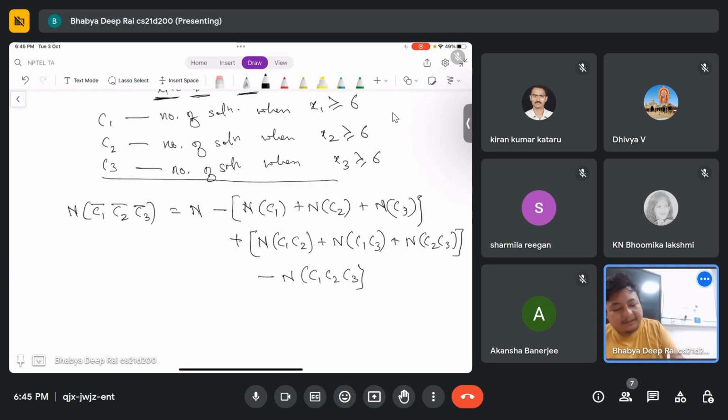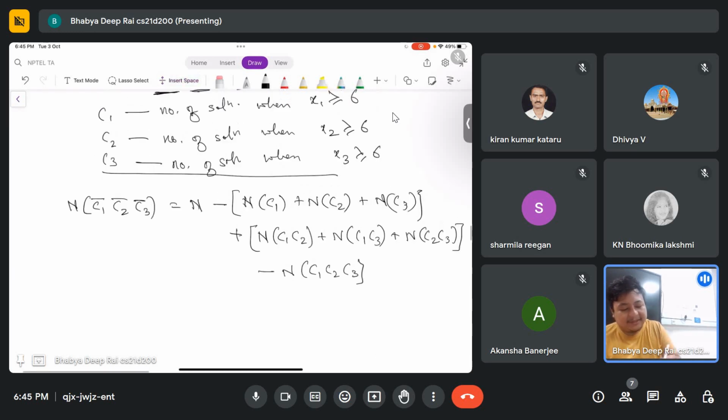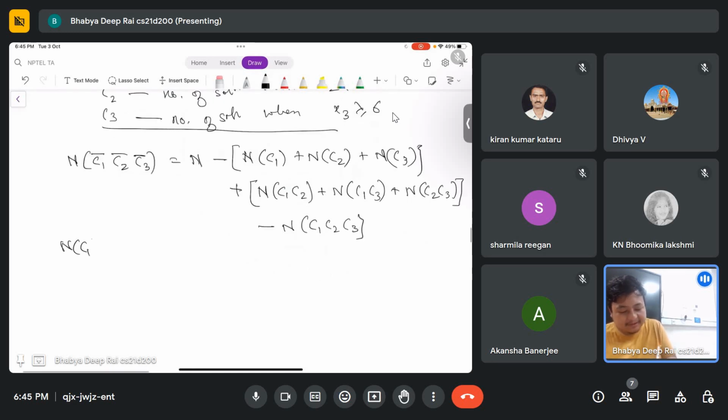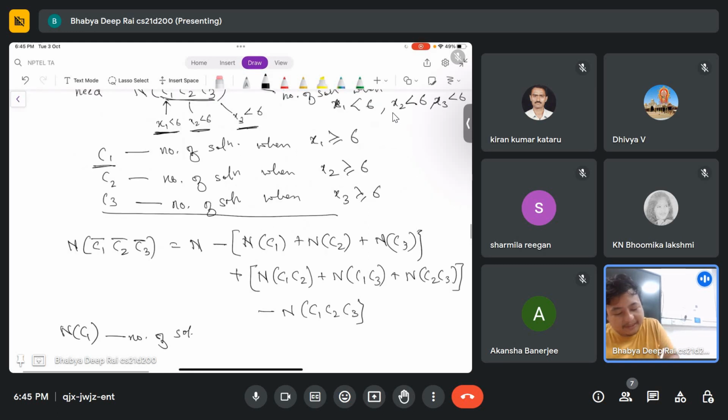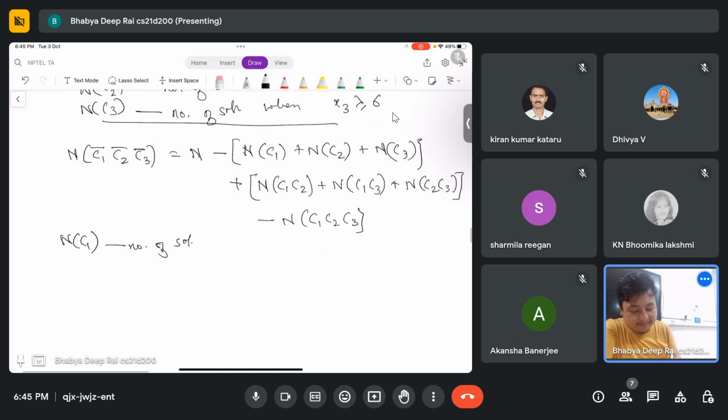So let's go serially. First, we want to find n of c1. Let me write n of c1, n of c2, n of c3 here. n of c1 is the number of solutions when x1 is at least 6, so x1 plus x2 plus x3 is equal to 13, and x1 is at least 6.